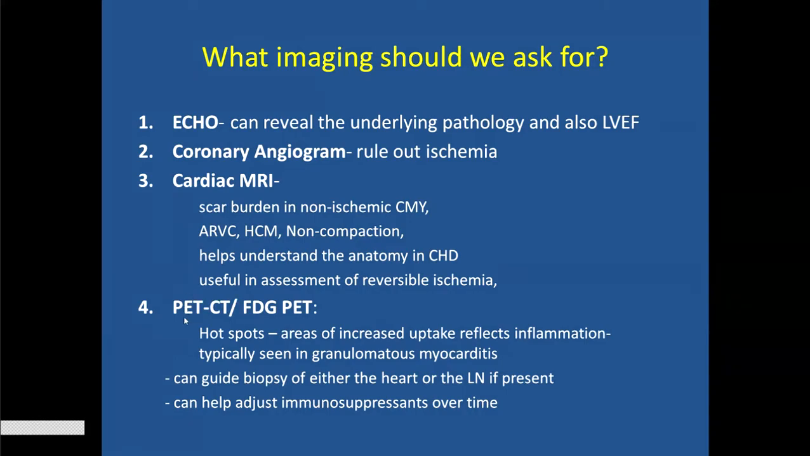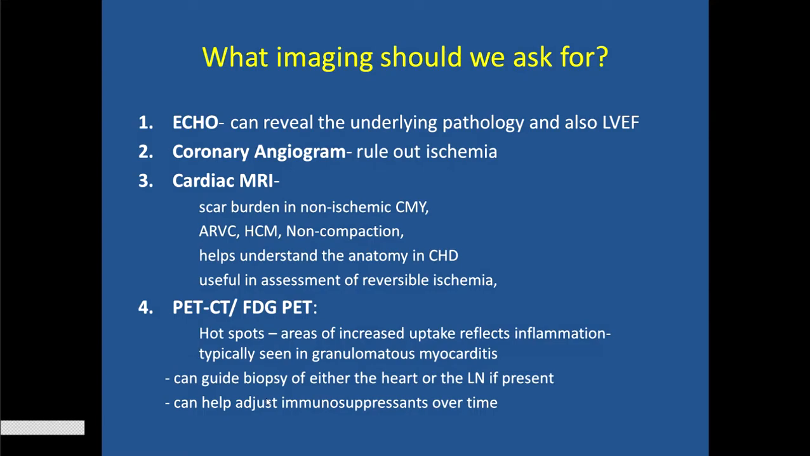Also, a word on PET-CT, positron emission tomography, or FDG PET. Hotspots are seen. These are areas of increased uptake which reflect inflammation, typically seen in inflammatory myocarditis, whether it is tuberculous or in sarcoid, it can be seen. To differentiate, we can do a cardiac biopsy, and this can help us guide.